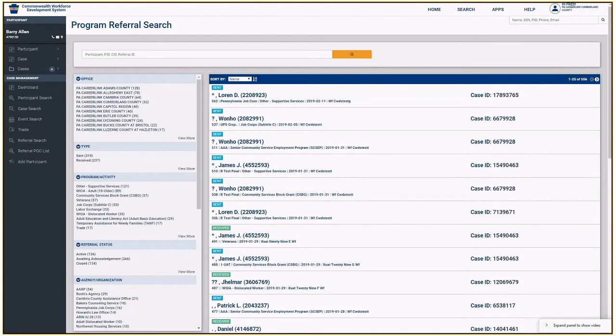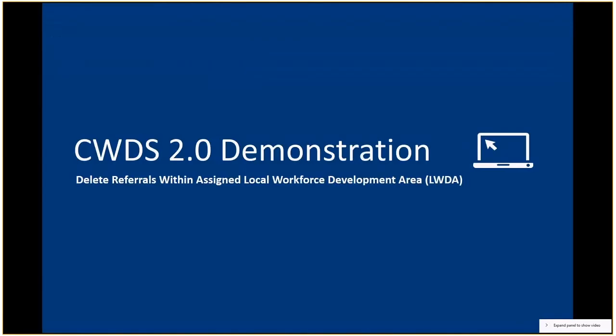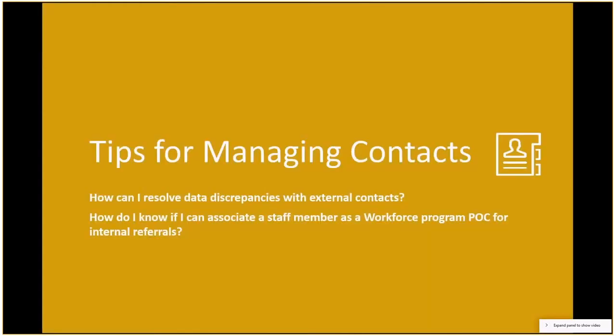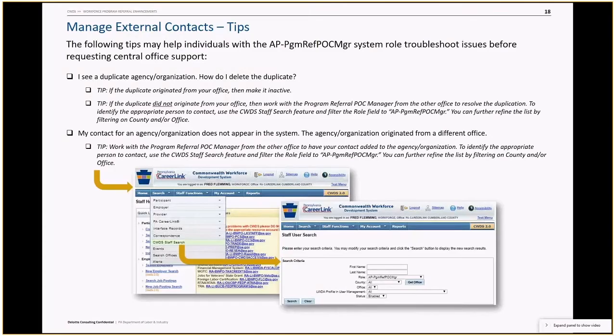So the next thing we're going to be talking about is tips for managing contacts. So for example, how can I resolve data discrepancies with external contacts? I think we just briefly mentioned how to do that. And how do I know if I can associate a staff member as a workforce program POC for internal referrals? So let's talk through these tips.